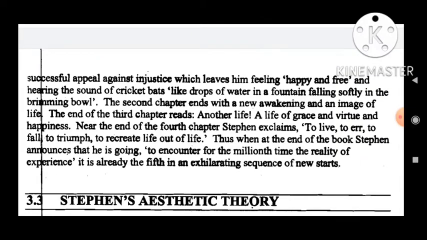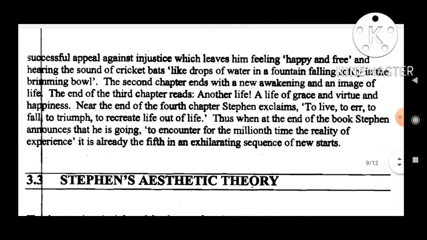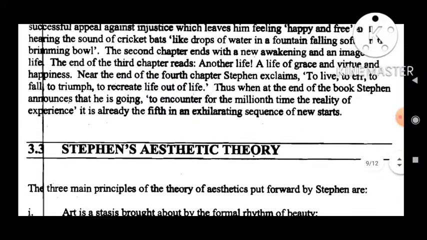The second chapter ends with a new awakening and the image of life. The end of the third chapter reads another life, a life of grace and virtue and happiness. Near the end of the fourth chapter, Stephen exclaims, "To live, to err, to fall, to triumph, to recreate life out of life." Thus, when at the end of the book Stephen announces that he is going to encounter for the millionth time the reality of experience, it is already the fifth in an exhilarating sequence of new starts.